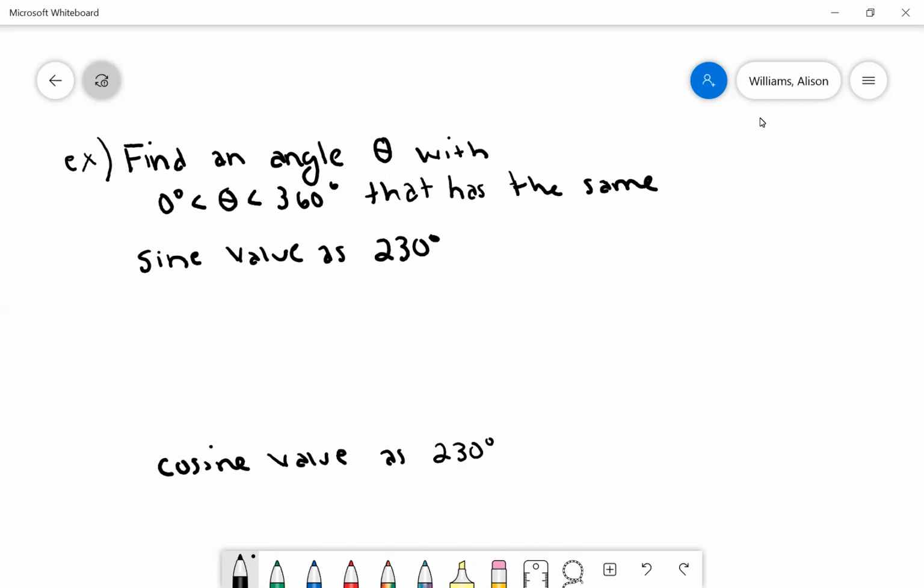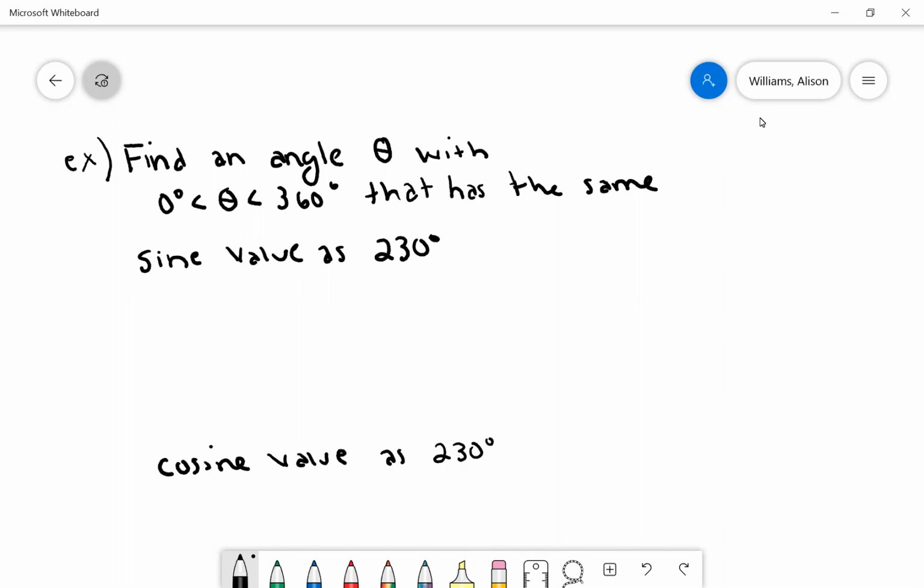So for this example, we're going to find an angle theta that's between 0 and 360 degrees that has the same sine value as 230 degrees and the same cosine value as 230 degrees. So this problem depends on our understanding of reference angles and also our understanding of how sine and cosine values have repeats based on the quadrant we're in.